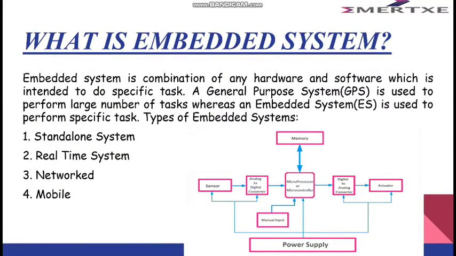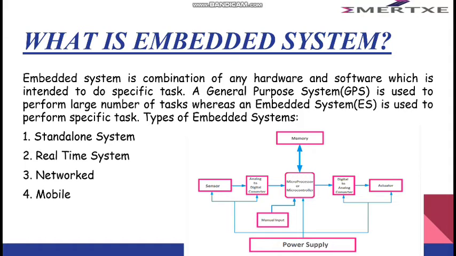So what does embedded system mean? An embedded system is a combination of hardware and software which is intended to do a specific task. A general purpose system, that is GPS, is used to perform a large number of tasks, whereas an embedded system, that is ES, is used to perform a specific task.